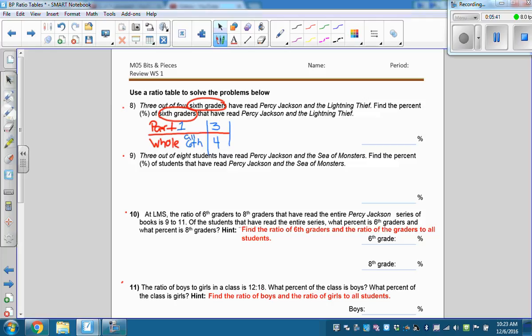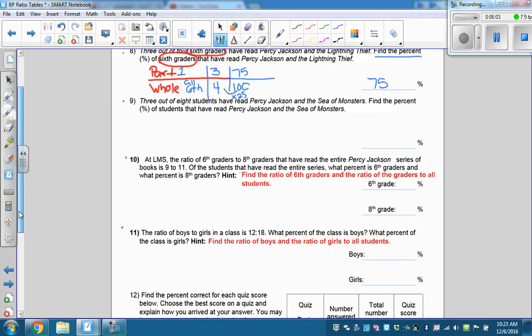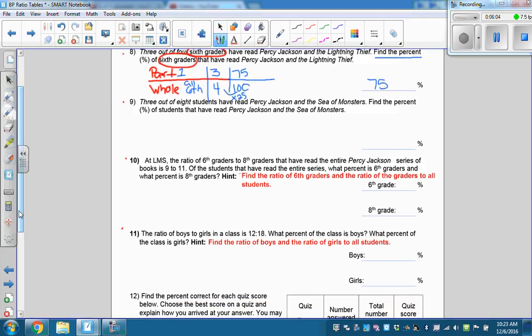So this only has one population. We want to get to 100 because we're trying to find percent. So I have to multiply by 25. So 75% of the sixth graders have read Percy Jackson and the Lightning Thief.